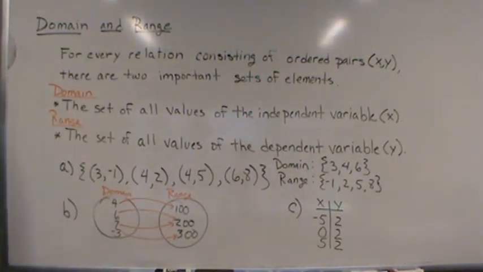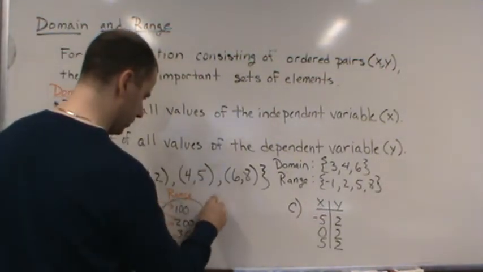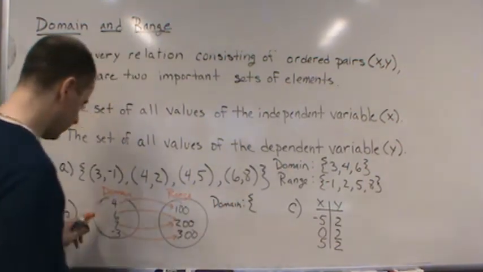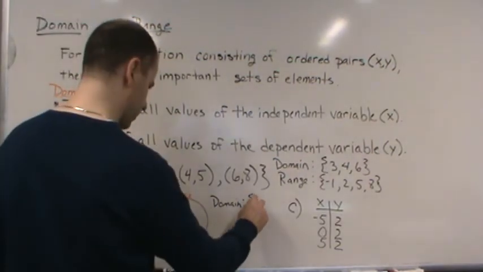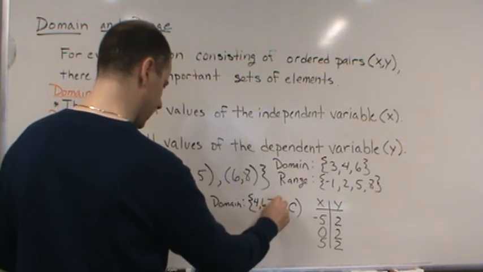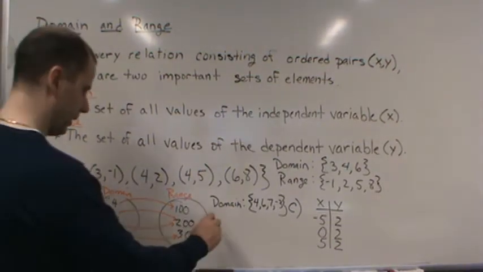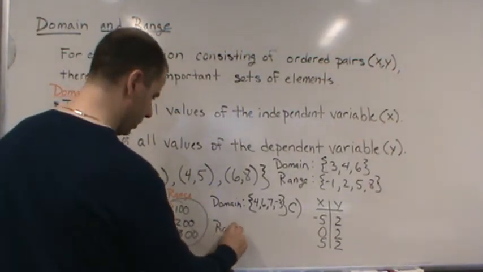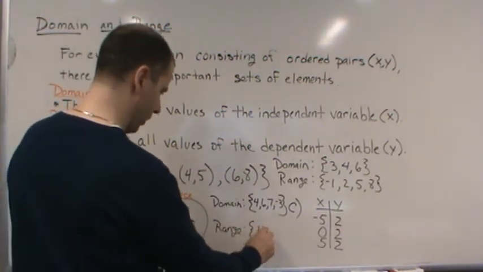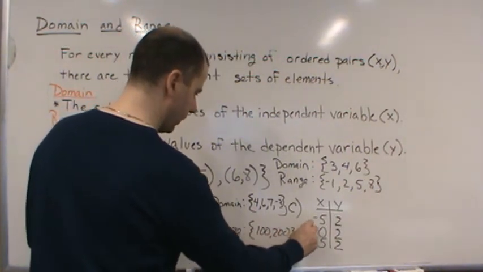Okay, so what's the domain? Well, it's all of these numbers. So if I was going to write out the answers, I'm going to write domain. And I'm going to list out all these numbers in the domain. So it's going to be 4, 6, 7, -3. And that's the domain. And then the range are all these values, of which there are only 3. So it'd be 100, 200, 300.